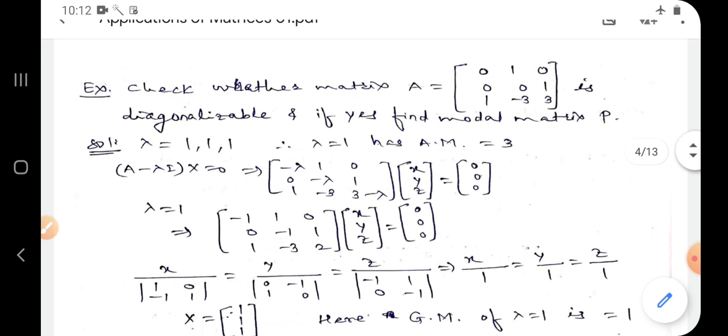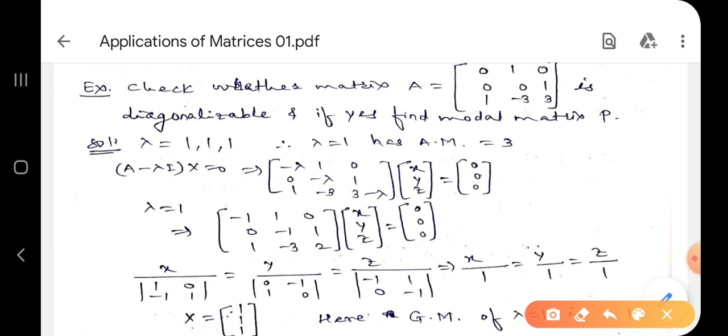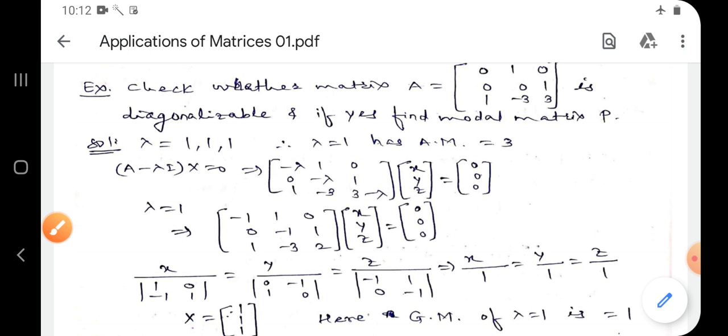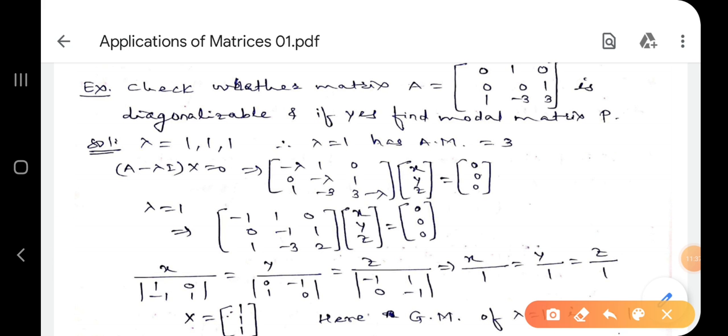Here, check whether matrix A equal to [0, 1, 0; 0, 0, 1; 1, -3, 3] is diagonalizable. If yes, find modal matrix P. If matrix A is diagonalizable, then find modal matrix P. So this is our question. We will see what to do for this.